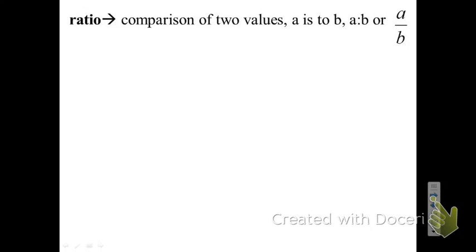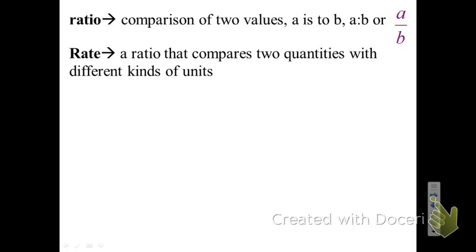A ratio, by definition, is a comparison of two values, and we can write a ratio three different ways. We can say A is to B. We can actually write the words out, and that's what this says, A is to B, or we can use the fraction. We like that fraction A over B. We're going to compare that a lot and use that a lot.